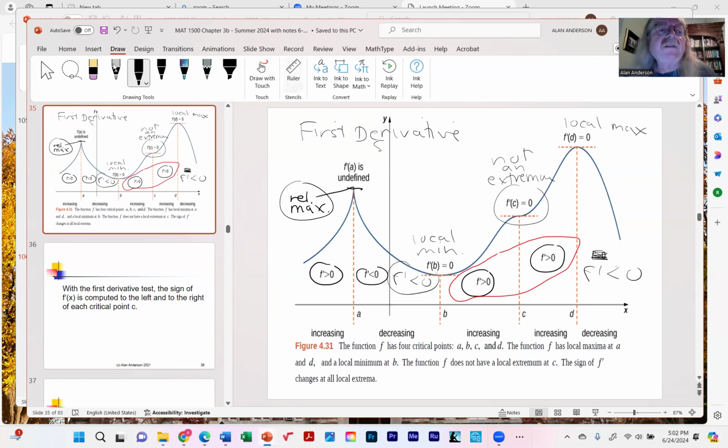With the second derivative test, we're just looking at the sign of the second derivative. We don't need to compare it. It's just either positive or negative. But here we need to know what it is on either side of that critical point.